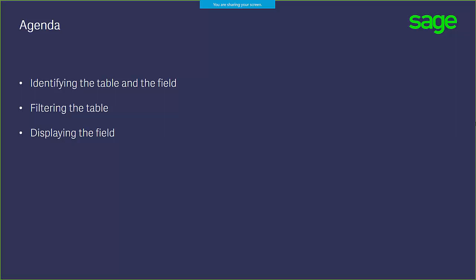So what I'd like to cover today. Today I want to show you how you can identify the tables that have these optional fields, especially in Sage 300, and then how you can choose fields out of those tables to then place into your reporting or into Excel. Then I'm going to take you through filtering the table and then showing you how to display that data inside Excel.